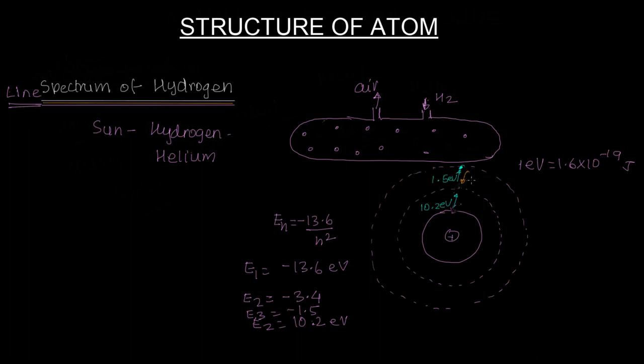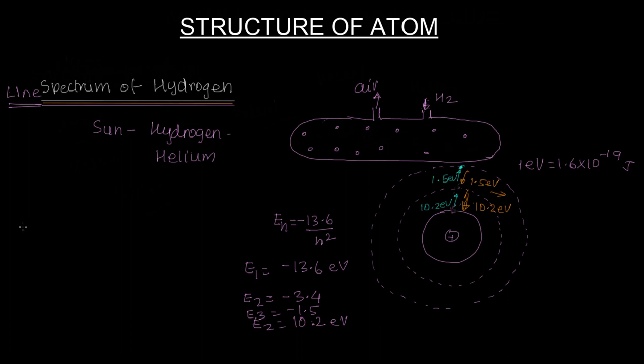It'll emit that much amount of energy. So 1.5 electron volt will now be emitted as a photon. When it falls back, it will emit an amount of energy, and that will be emitted in the form of a photon, and you can find out that frequency, what it is. So let us do that exercise. It's an interesting thing to do.